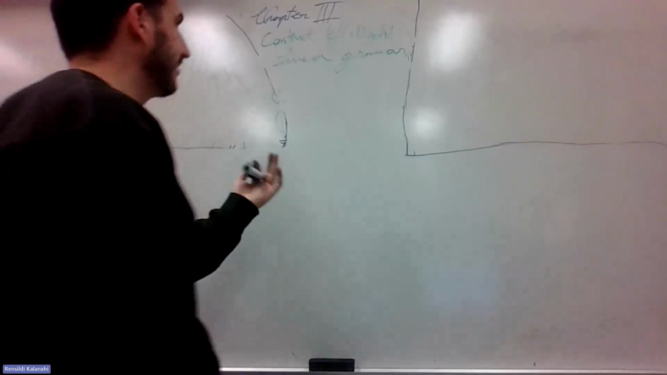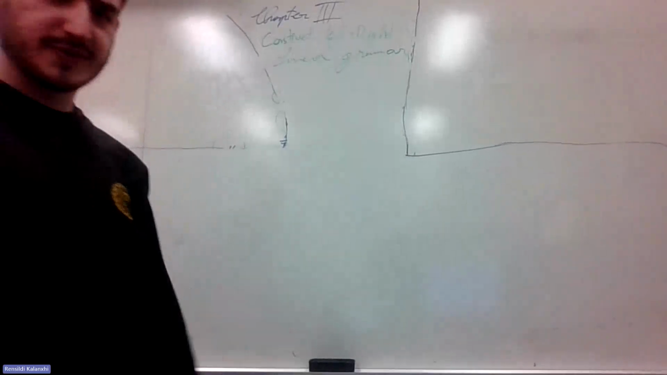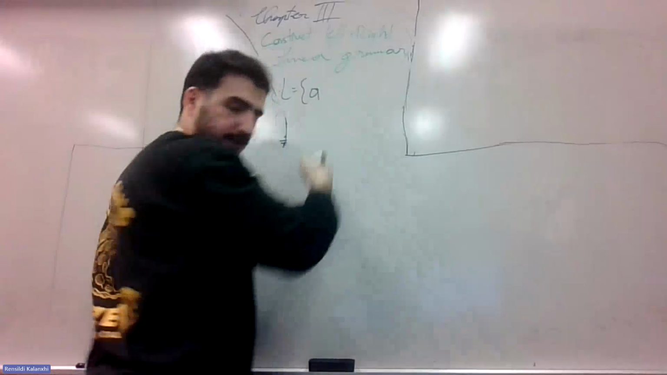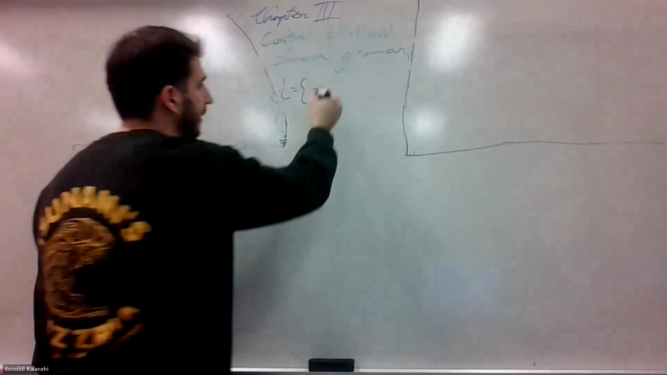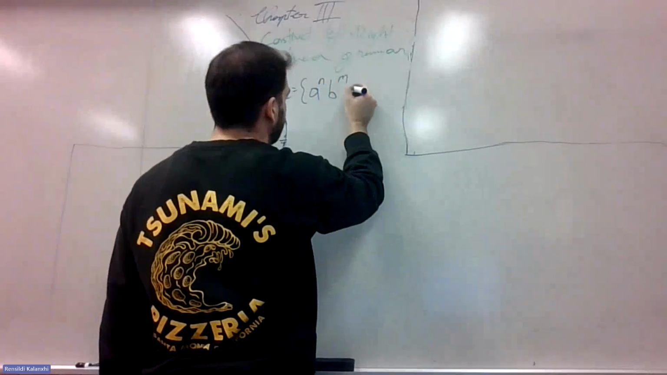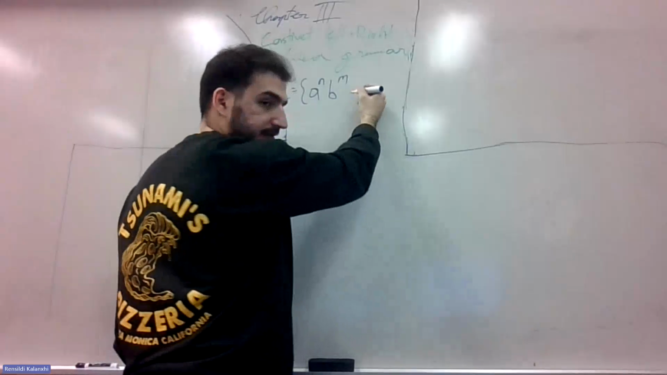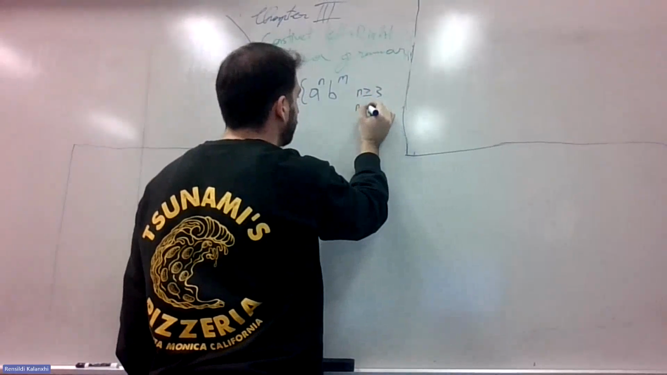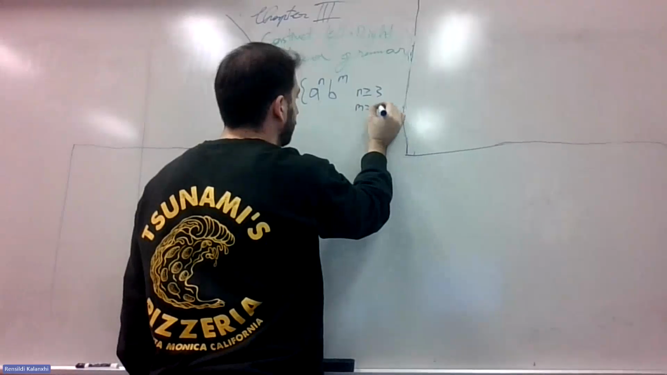All right, so for the right linear, we need the language first. The language is a^n b^m, where n is greater than or equal to 3 and m is greater than or equal to 2.